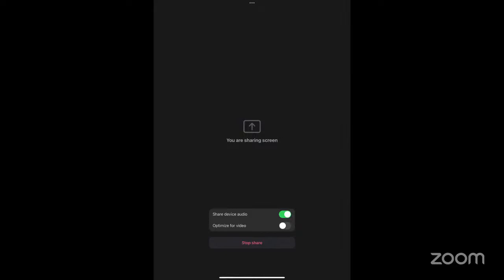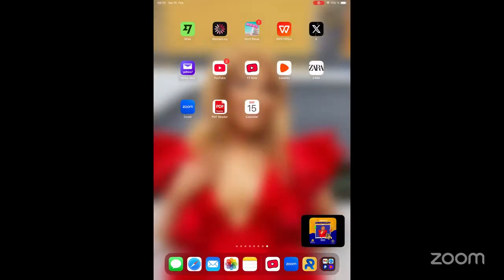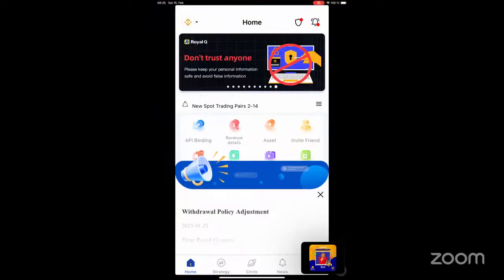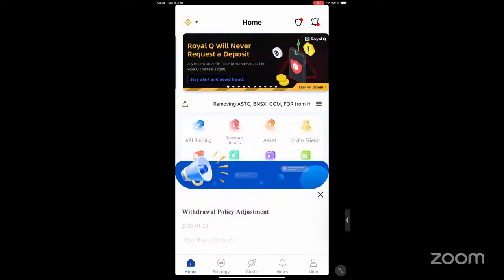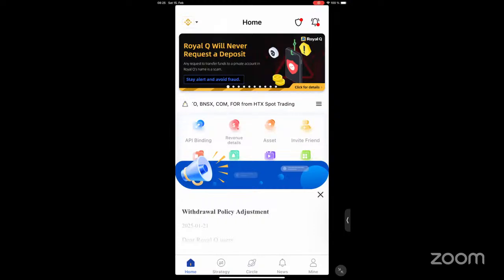All right. So now I'm sharing my screen. So the Royalq app looks like this. Once you open your app on your device, it shows like this.